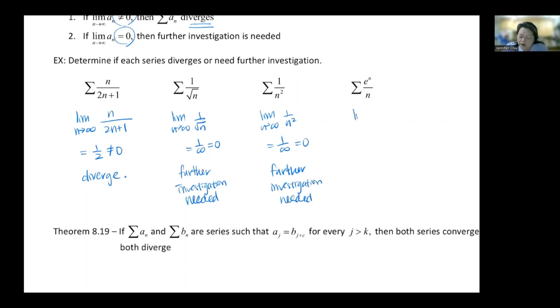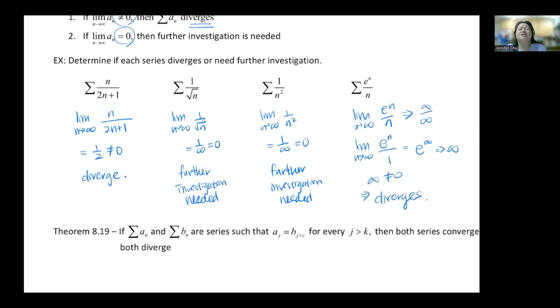The last one, limit as n approaches infinity of e to the n over n. Well, again, this one does need L'Hopital's rule. We're going to plug it in. We get infinity over infinity, okay? L'Hopital says then we can take the derivative of the top, which is still e to the n. The bottom becomes 1, so it's e to the infinity, which is infinity. Well, infinity is not 0, therefore the sequence diverges. The series diverges. Okay? All right.